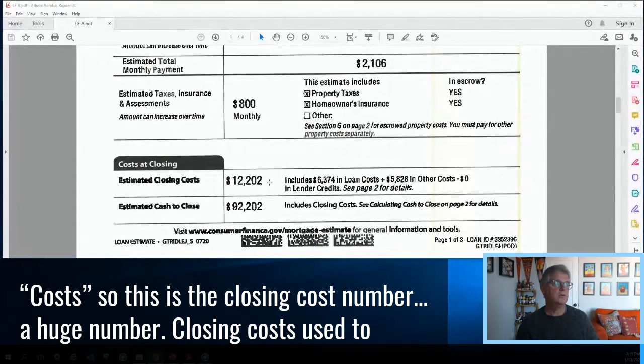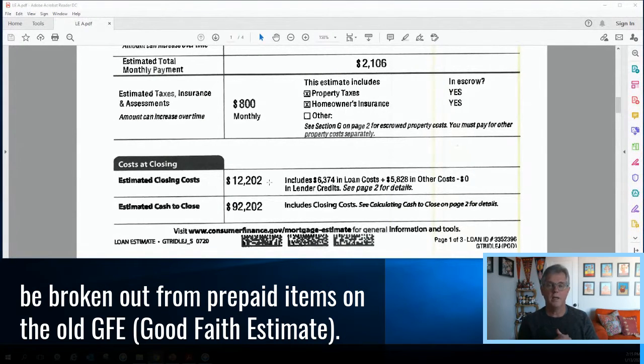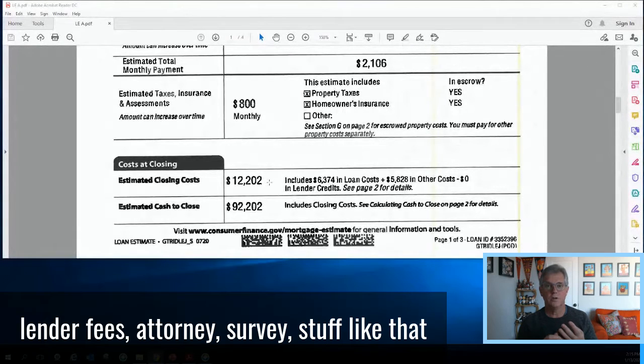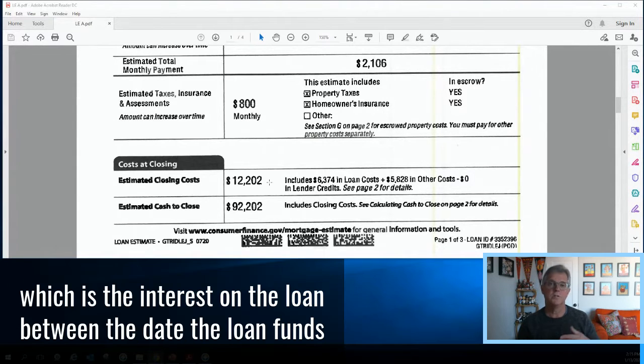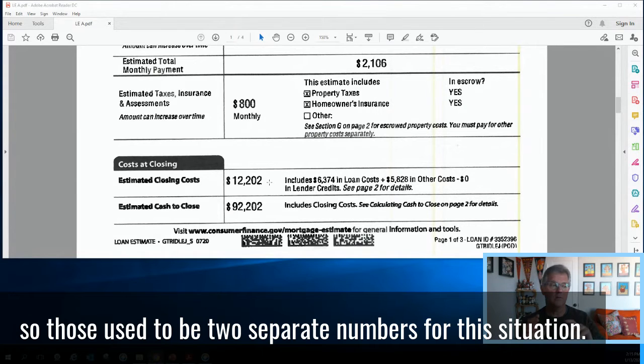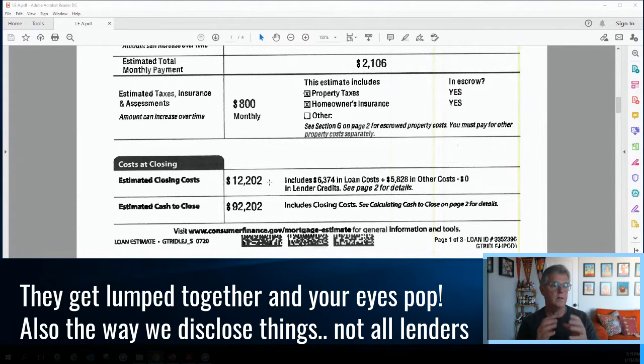Closing costs used to be broken out from prepaid items on the old GFE. So you'd have costs, which are things like appraisal, credit report, lender fees, attorney, survey, stuff like that. And prepaid items, which is the interest on the loan between the date the loan closes and the first of the next month. Also prepaid insurance, prepaid tax for setting up the escrow. So those used to be 2 separate numbers. For this situation, they get lumped together and your eyes pop.